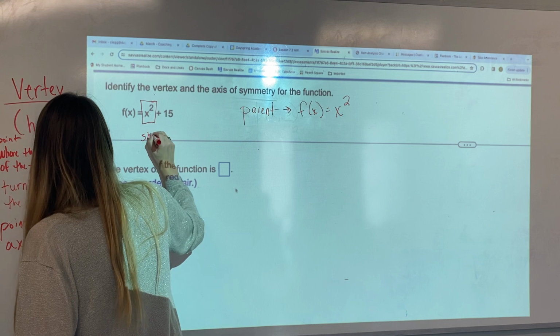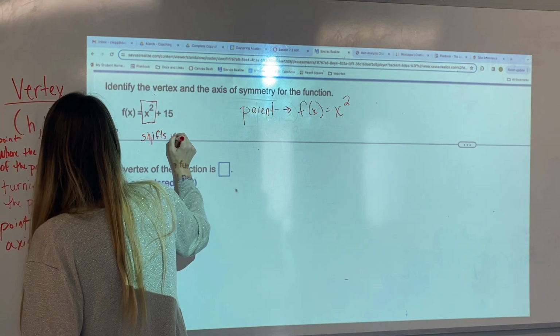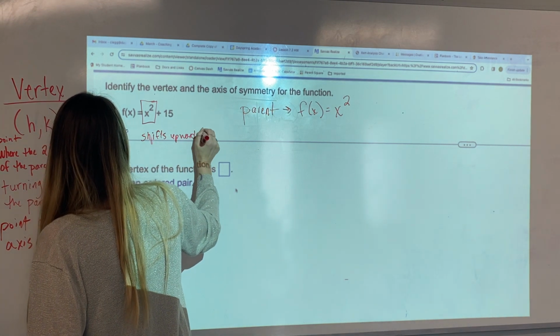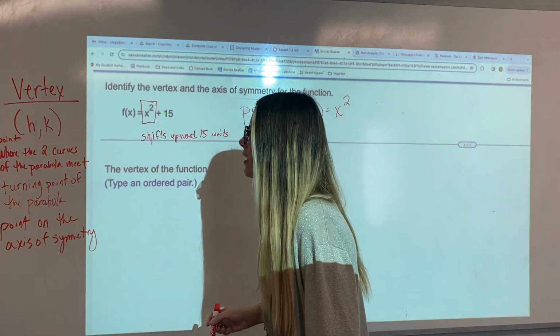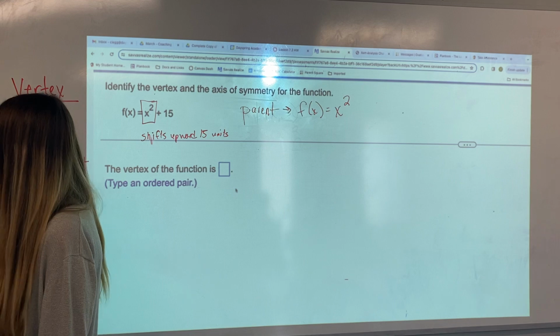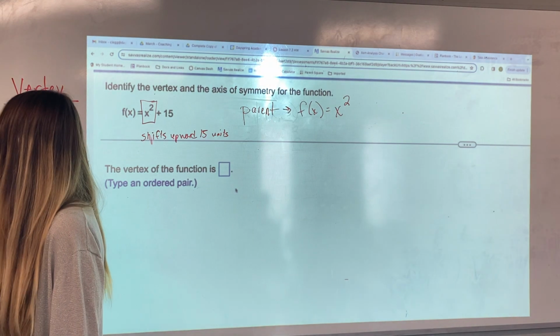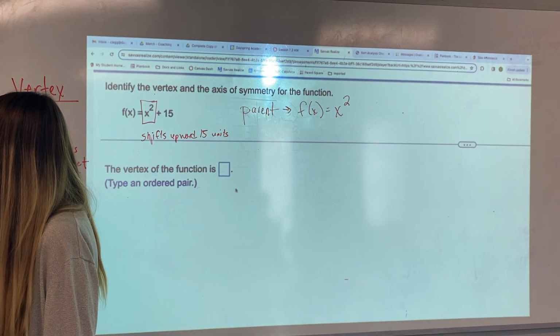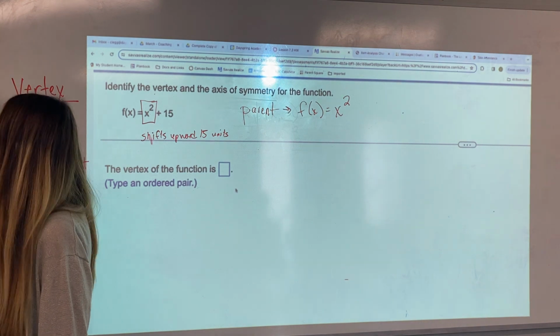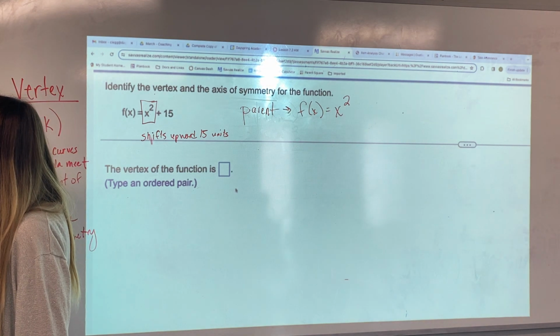So this shifts upward 15 units. And because of that, if this is the mommy and daddy to make the little baby, it's going to have to go up 1, 2, 3, 4, 5, 6, 7, 8, 9, 10, 11, 12, 13, 14, 15. It'll be a point over there.